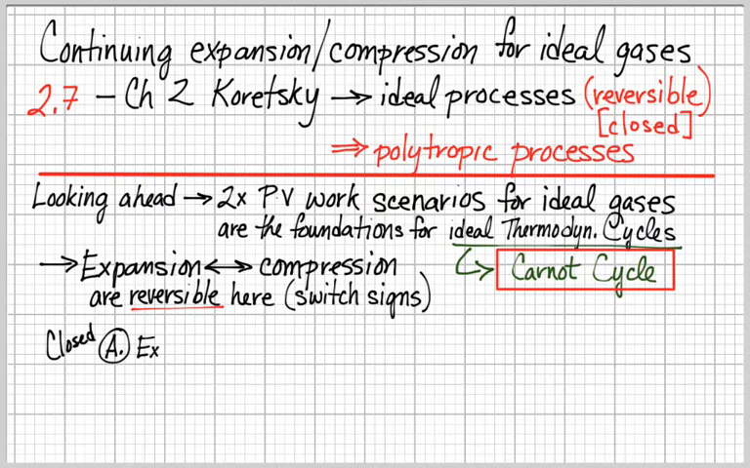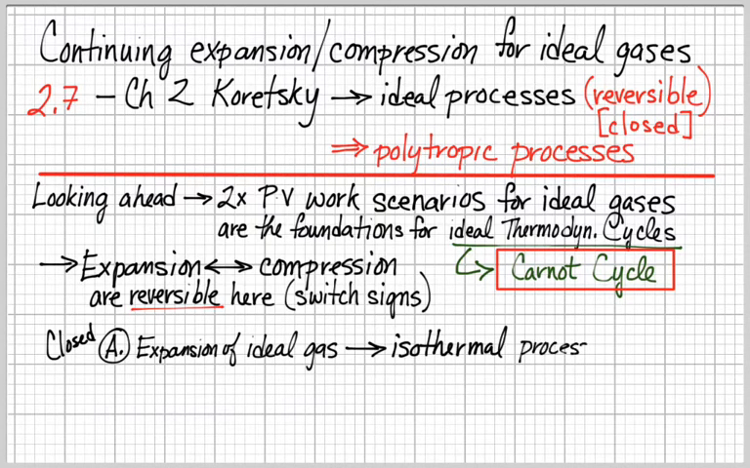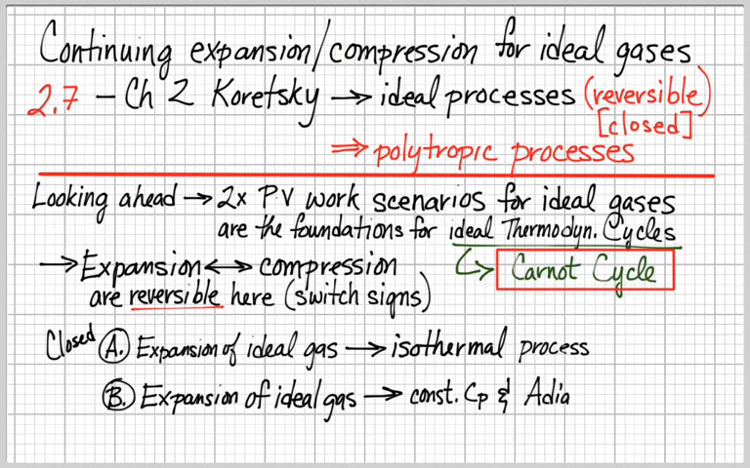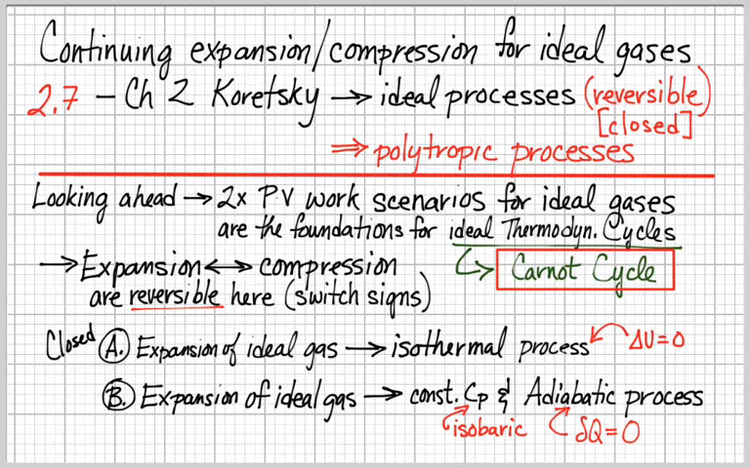The two closed system processes are going to be the expansion of an ideal gas that is isothermal in nature, and the expansion of an ideal gas that is adiabatic and that has constant heat capacitance at constant pressure. Constant pressure would be an isobaric system. Adiabatic is where dQ is going to be equal to 0.